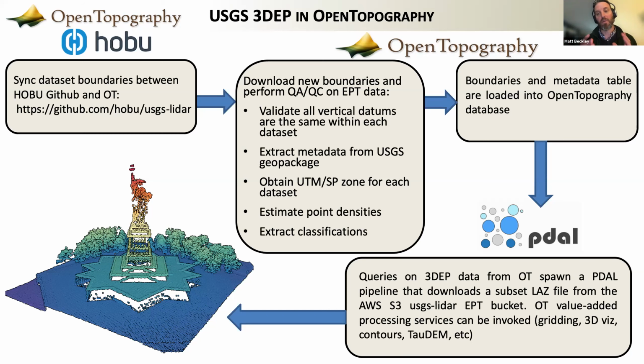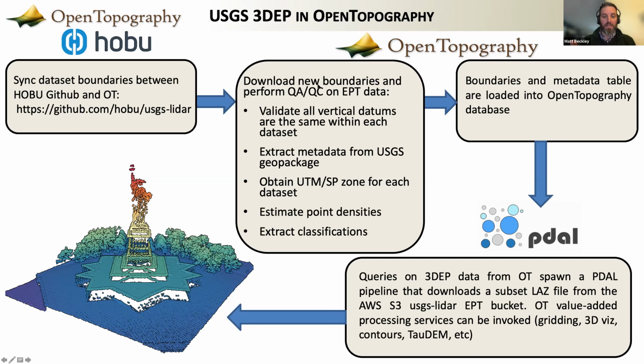And so then once we have all of that, those boundaries and that metadata are loaded into our database at OpenTopography, and a landing page for each data set is created so that when a user goes to a landing page for a new 3DEP data set, they'll see the metadata specific for that data set. And so once again, on a map, they'll just draw their area of interest.